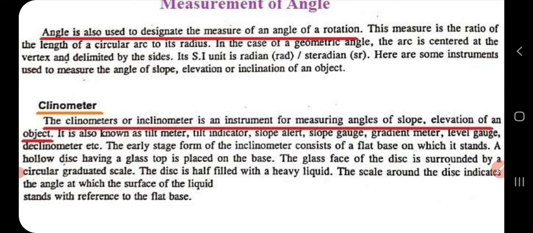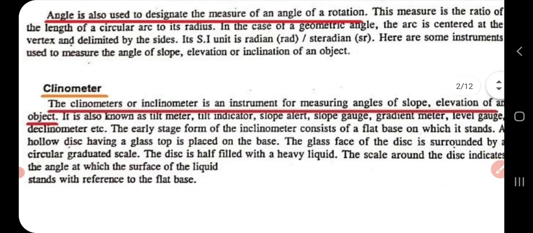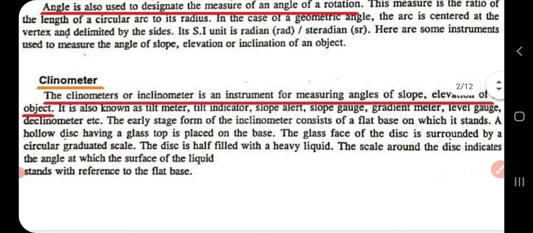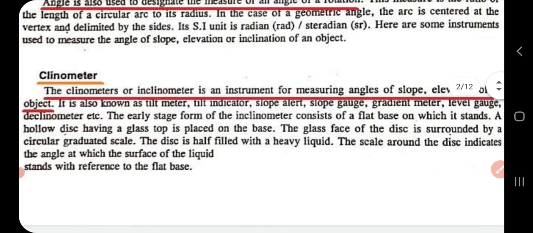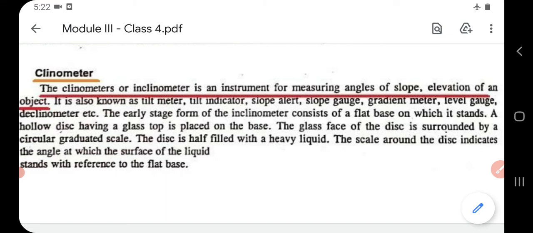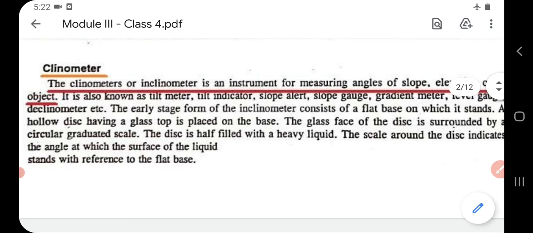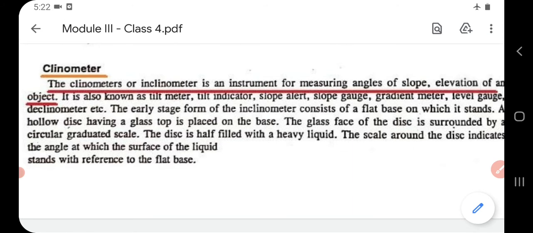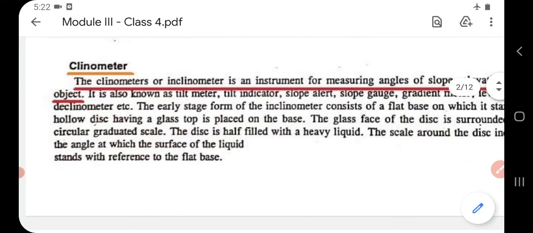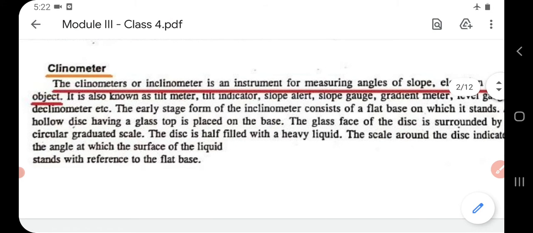Today we will familiarize some of the instruments that are used to measure the angle of slope, elevation, or inclination of an object. So, let us begin with an instrument called clinometer. Clinometer or inclinometer is nothing but an instrument for measuring angles of slopes or elevation of an object. It is also known by several names, namely tilt meter, tilt indicator, slope alert, slope gauge, gradient meter, level gauge, declinometer, etc. All these are various names used for the instrument clinometer.